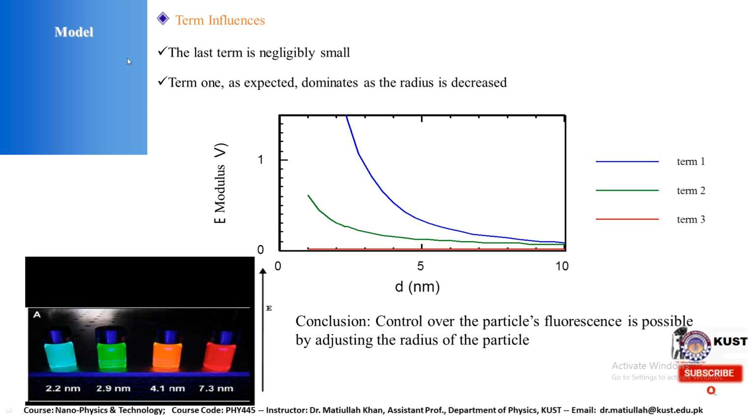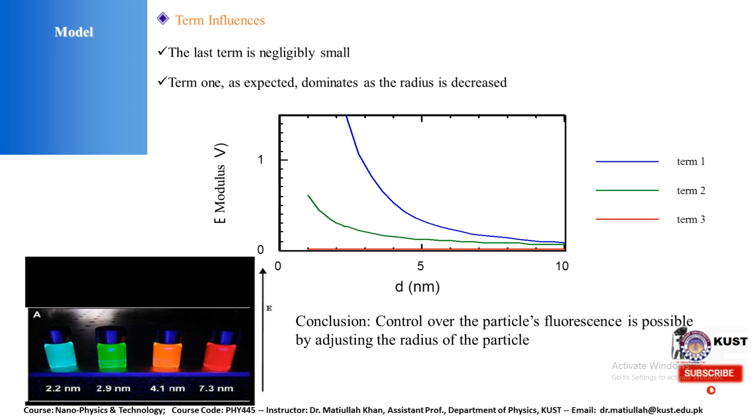Here in this corner we can see different colors, and behind the colors the particle size is also mentioned. Here we can see that as we move towards the lower particle size, when we decrease the particle size from 7.3 to 4.1 nanometer, the color changes. The wavelength changes, which leads to the change in the color. A further decrease from 4.1 to 2.9 nanometer, the color changes further, and at the end, at 2.2 nanometer of the same particle, the same nature of material, we can get a very different color.